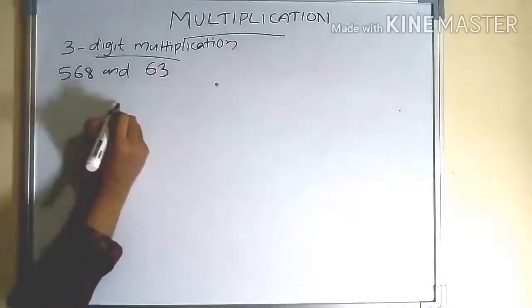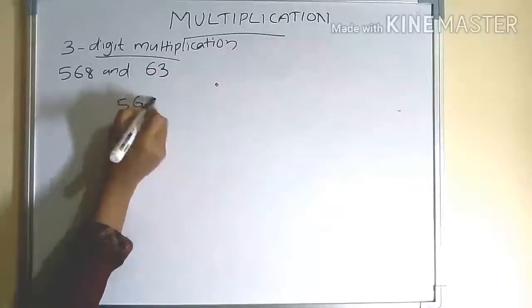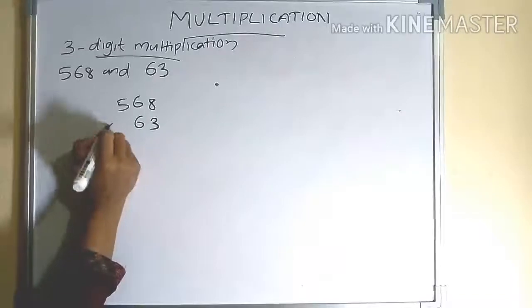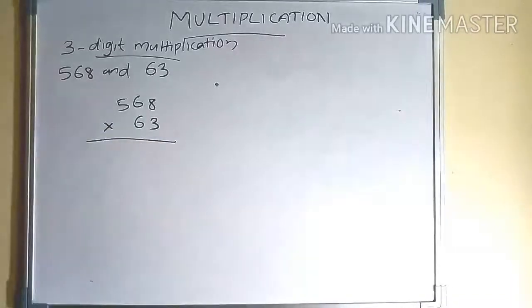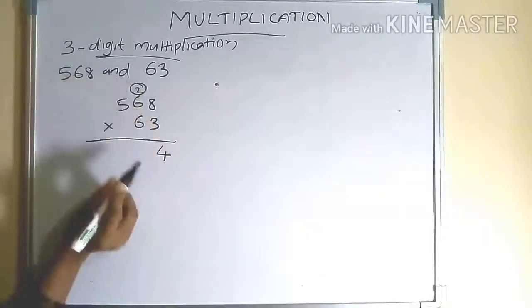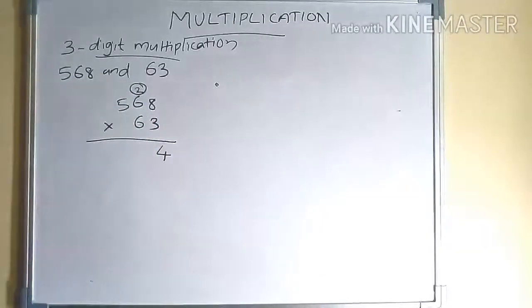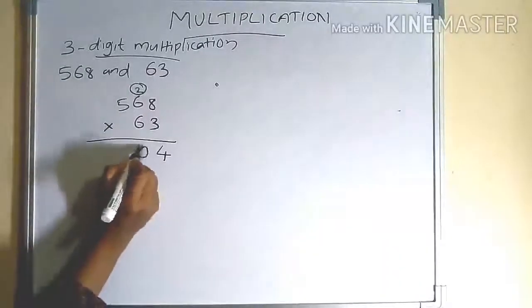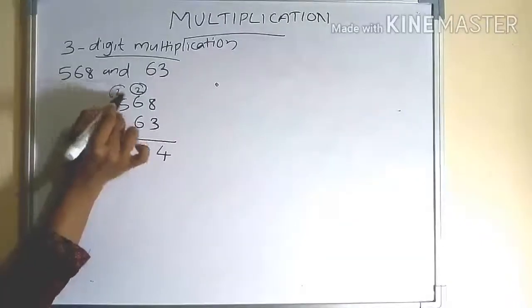So, 568 into 63. Multiply those two numbers. First we multiply 8 into 3. So what is the answer? 8 into 3? 24. So write 4 here, remaining 2 carried over here. Next 3 into 6. 3 into 6 is 18. 18 plus 2, 20. So write 0 here, remaining 2 carried over here.